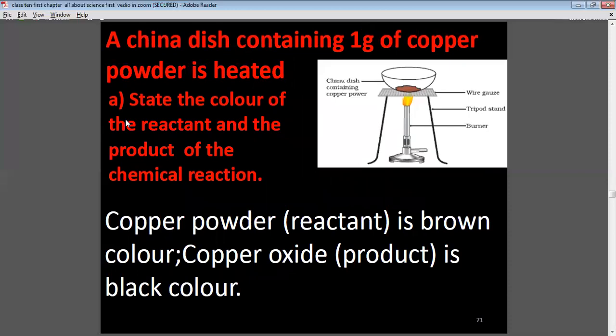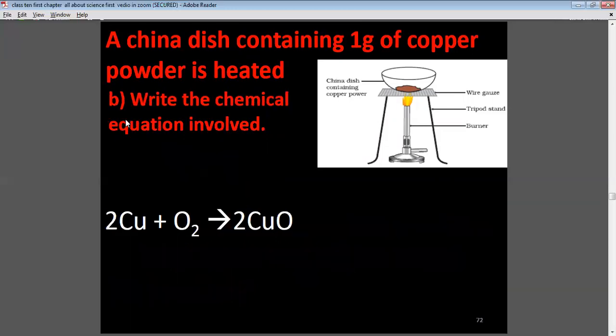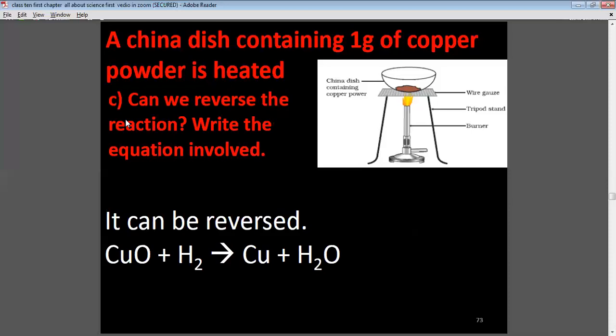A china dish containing 1 gram of copper powder is heated. State the color of the reactant and the product of the chemical reaction. The color of the reactant is brown. Copper oxide is the product formed, which is black in color. B question: write the chemical equation involved. 2 molecules of copper combine with oxygen, O2, forming 2 molecules of CuO, copper oxide.